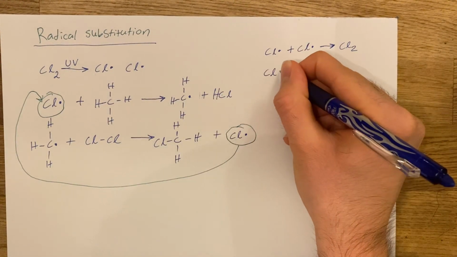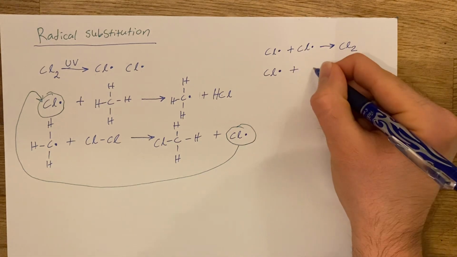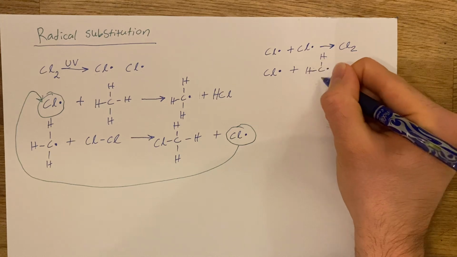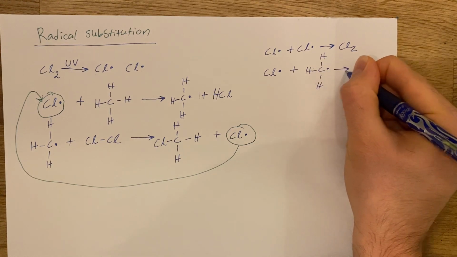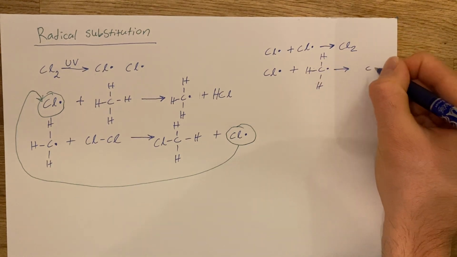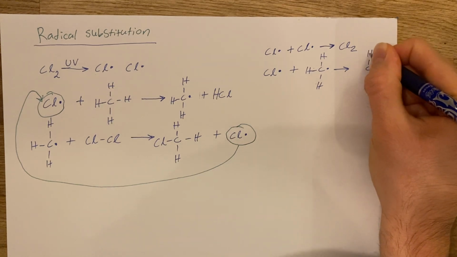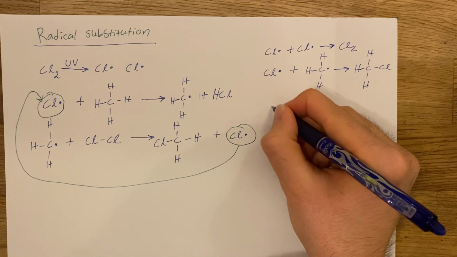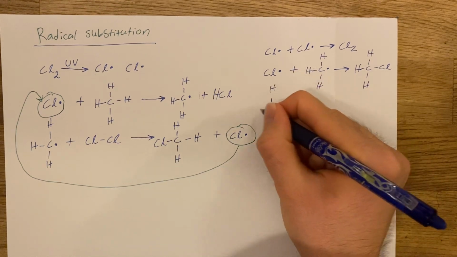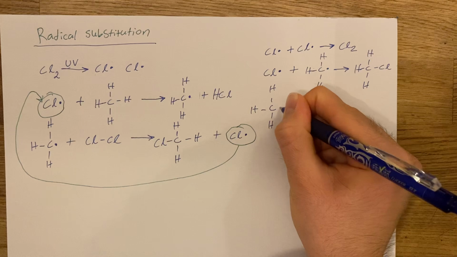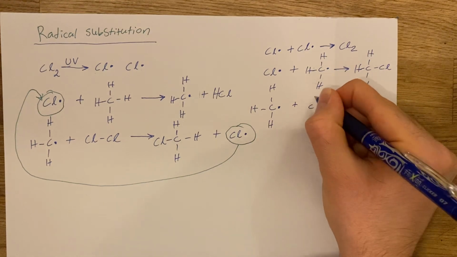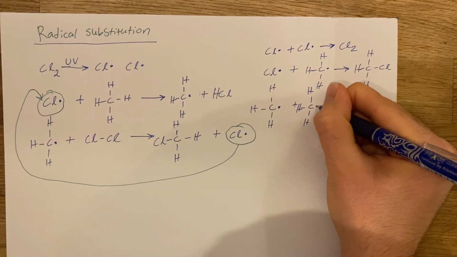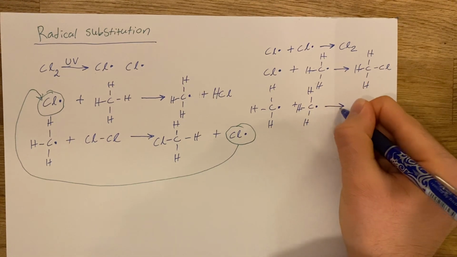You could also have a chlorine molecule reacting with a methyl radical right here, forming chloromethane. Or you could have two methyl radicals reacting with each other as well, which would give you ethane.